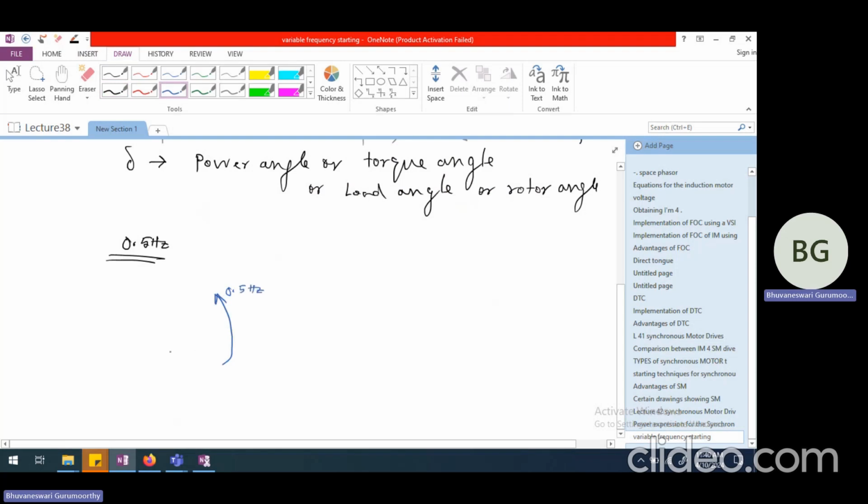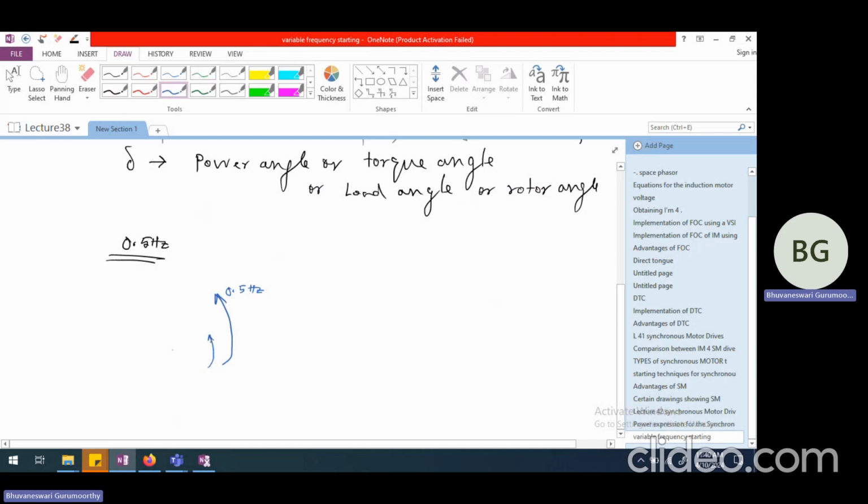The rotor is still not moving at all, but it is now going to slowly pick up rotation because of the induction torque, due to variable frequency starting. We are applying 0.5 hertz, and the rotor magnets are going to be dragged along with the stator magnet. So what we are seeing is maybe the speed is slowly picking up.